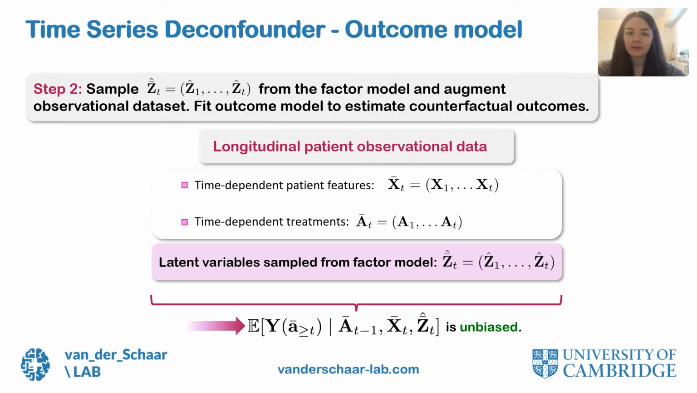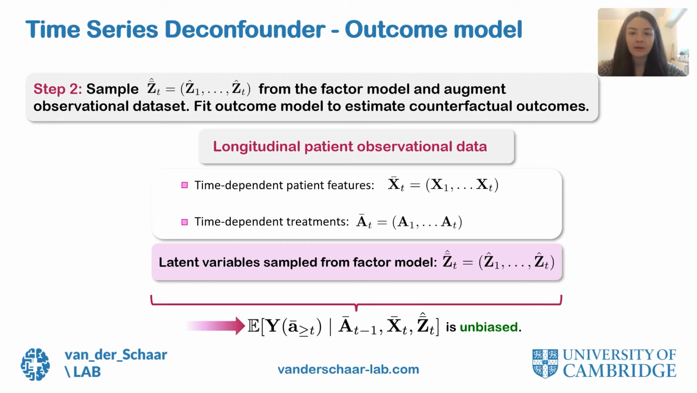After fitting the factor model, we can use it to sample the sequence of latent variables from z1 to zt and incorporate them in the observational data about the patients. Then the time series deconfounder fits an outcome model to estimate individualized treatment effects over time. What we mean here by outcome model is any existing method capable of estimating treatment effects over time from observational data.